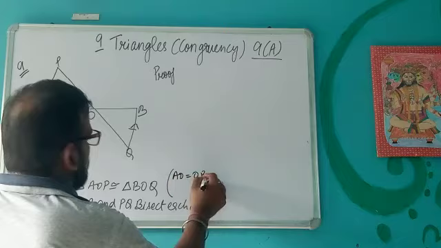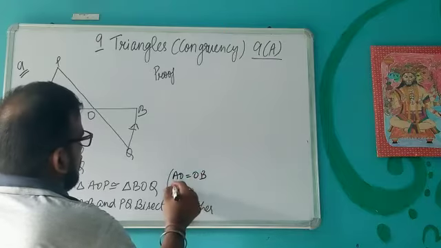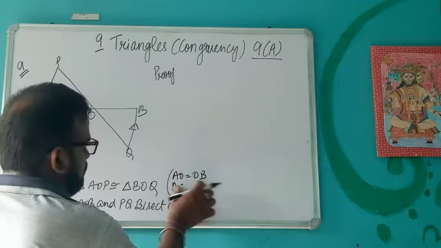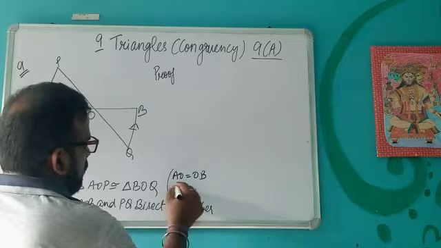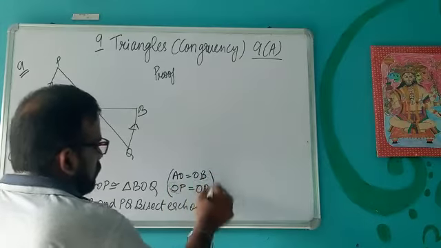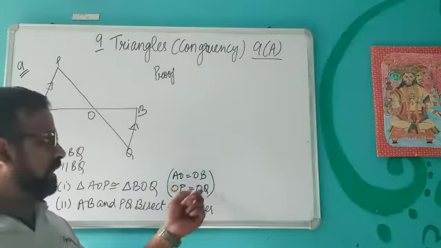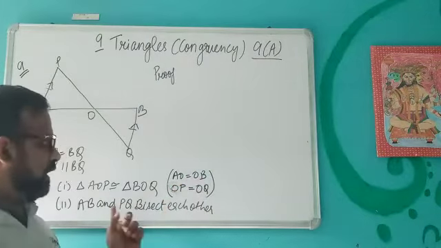Now with the given information we have to prove that triangle AOP is congruent to triangle BOQ and AB and PQ bisect each other. So first of all let's see what is the meaning of AB and PQ bisect each other. Bisect each other means we have to prove that AO equal to OB and OP equal to OQ. If we can prove these two things, that means AB and PQ will bisect each other. So let's start the question.